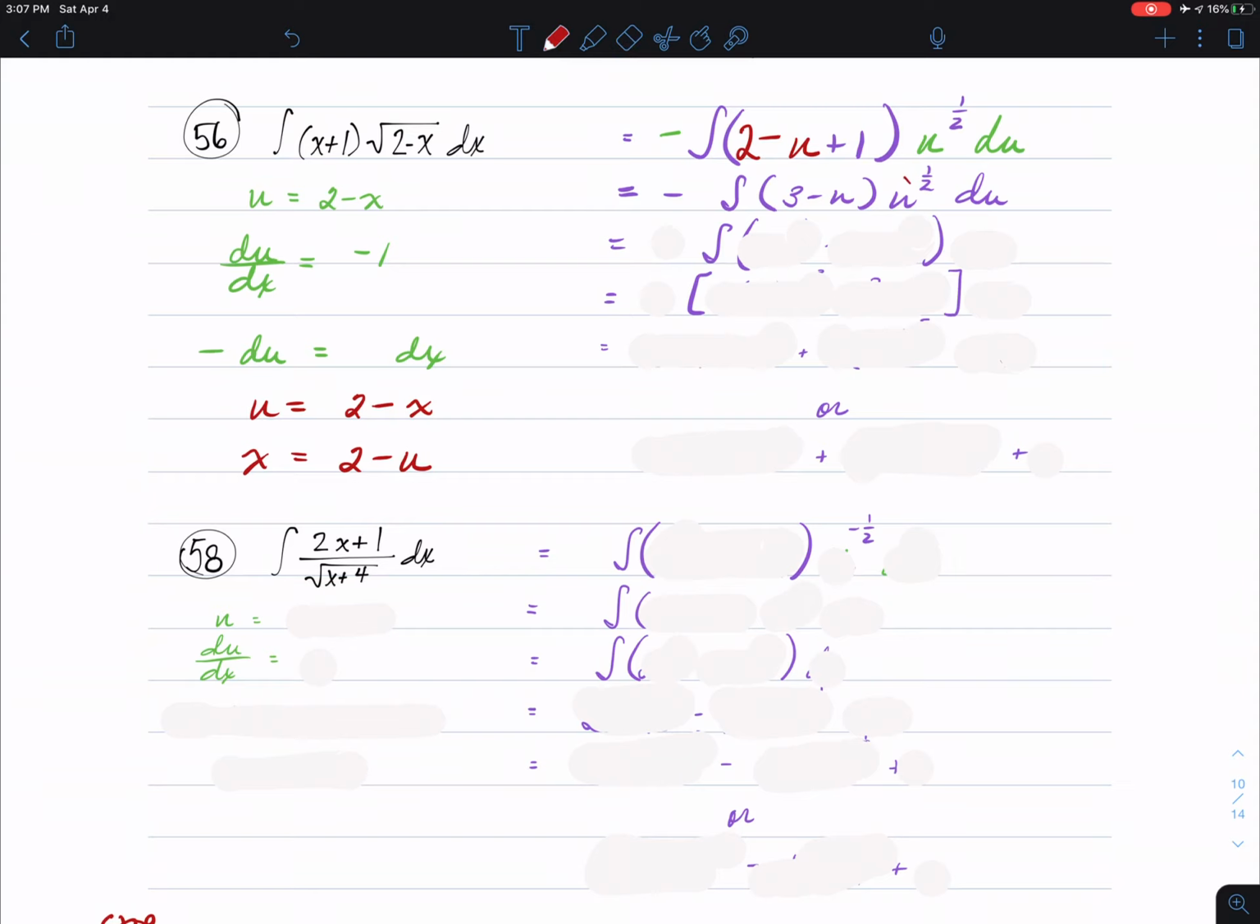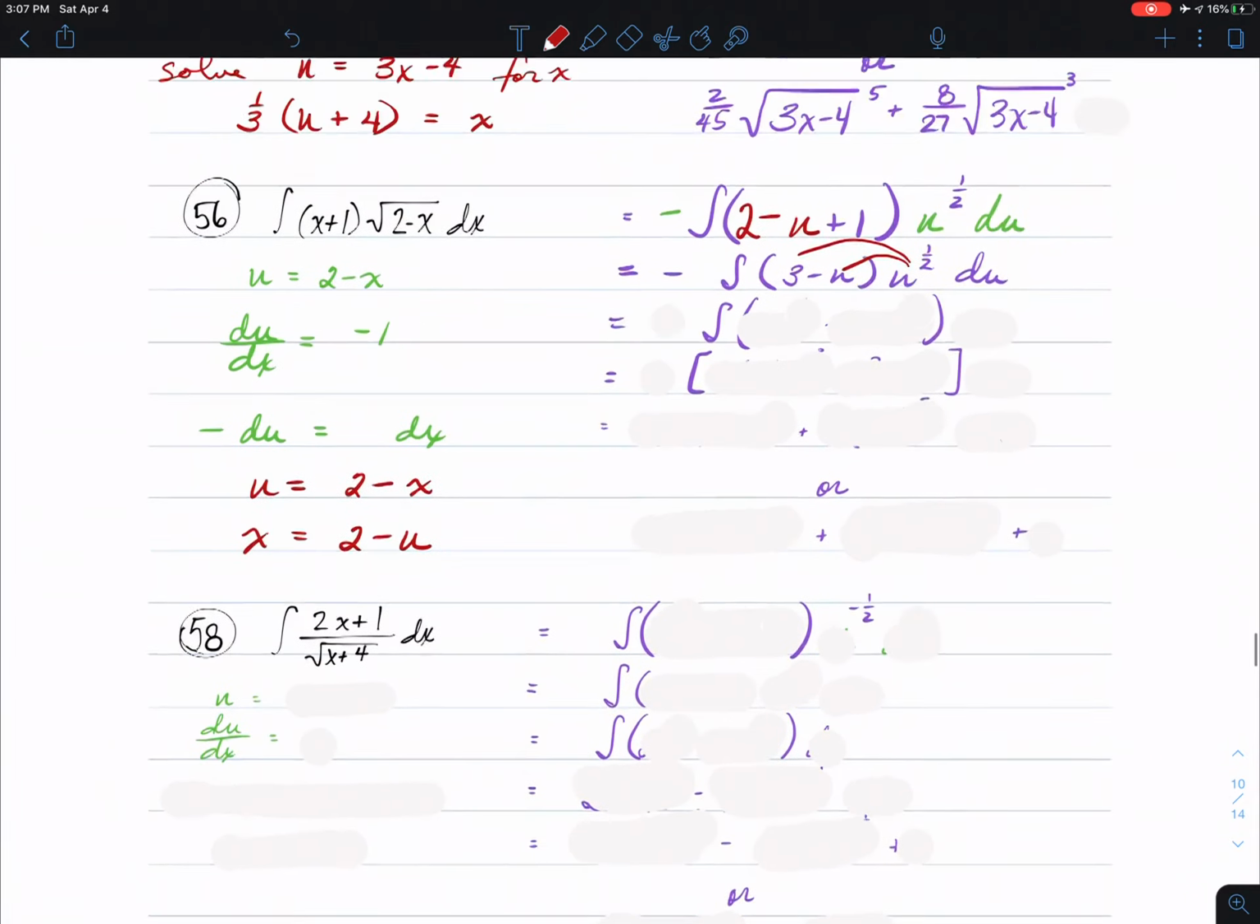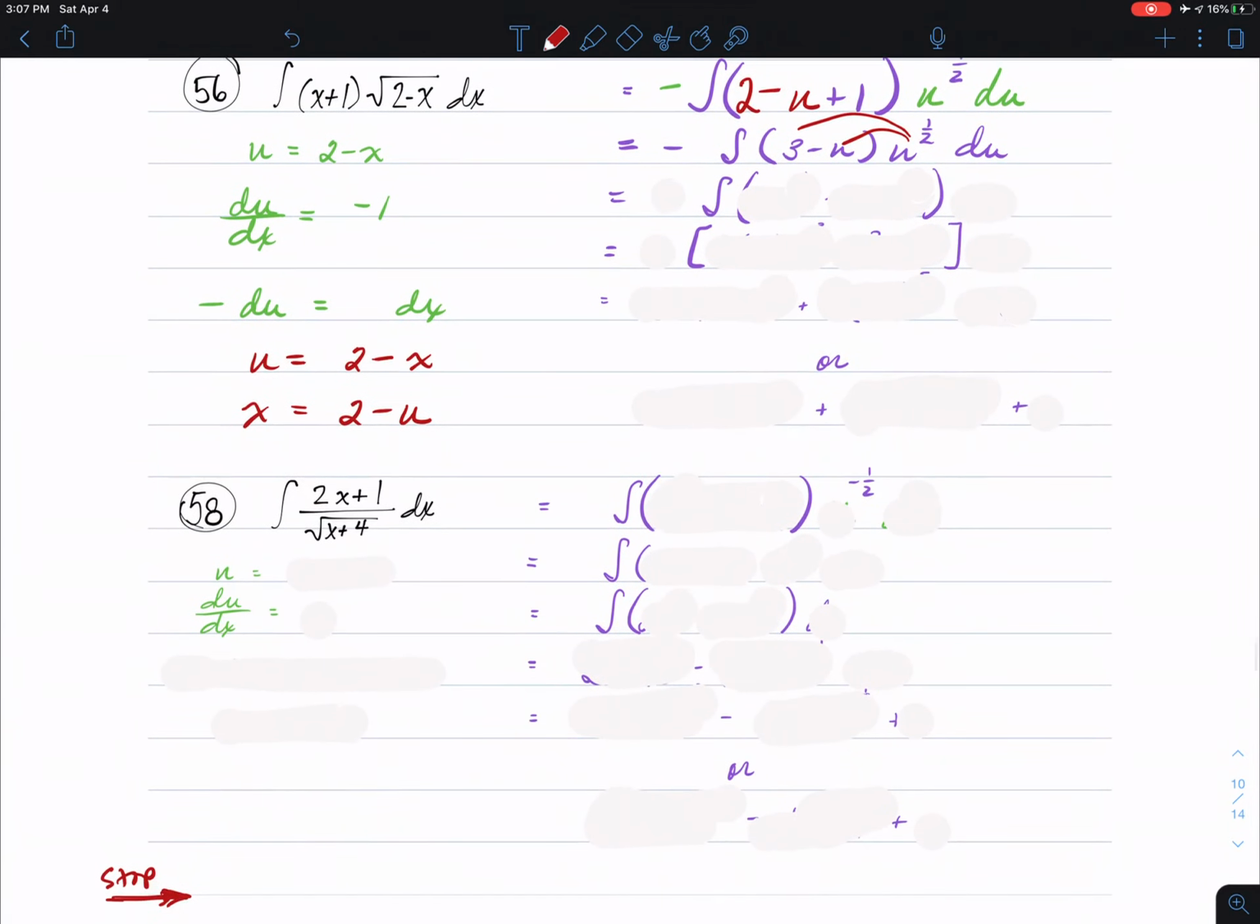Continuing to clean up, this time let's distribute the u to the 1/2 to these two terms. So I still have my negative. The first term is going to be 3u to the 1/2, my second term negative u to the 3/2 du. And then we can integrate. The integral of the first term is going to be 2/3 u to the 3/2. Just don't forget the 3 in front of that. Minus the integral of the second term, which is 2/5 u to the 5/2.